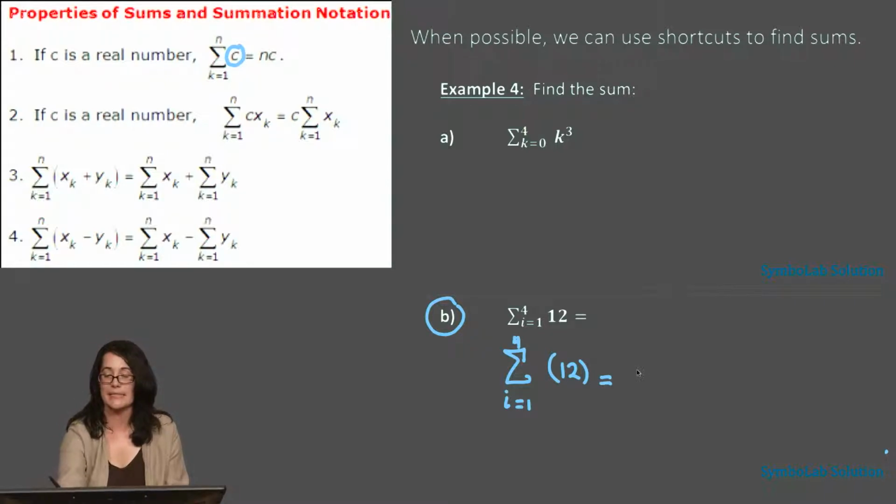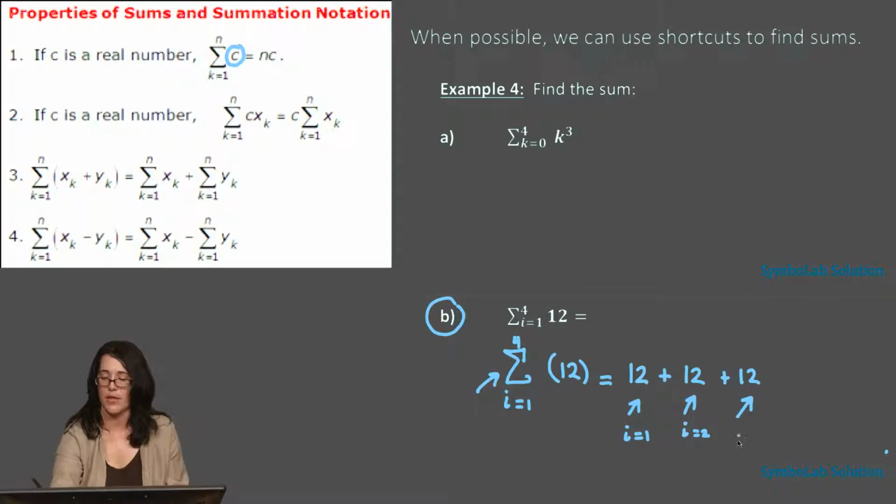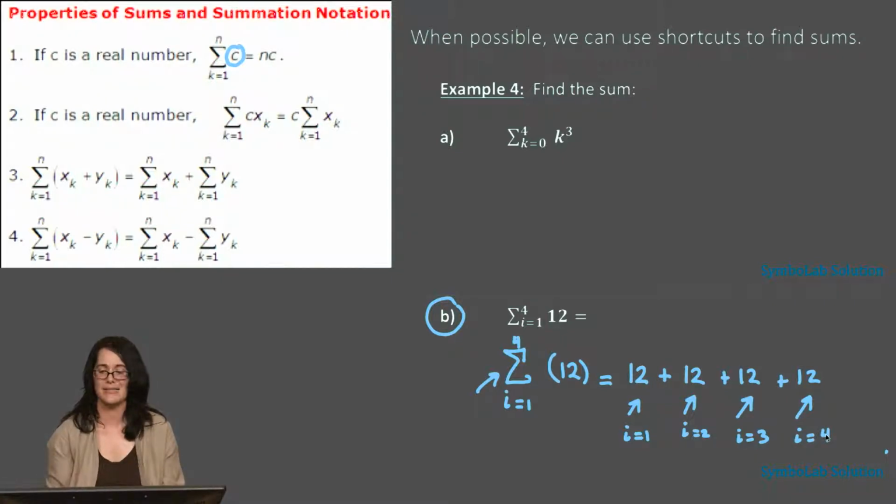Well, technically it's saying 12 starting at the first term, so when i equals 1, plus, because it's summation, that means add 12 again, because that's the second term when i equals 2, plus 12 again, I'm being very dramatic writing them all out, when i equals 3, and plus 12 one more time when i equals 4. You might have wondered, why did we even need i? I didn't see i in the sequence equation. That's true, but that's your term number, so you need to make sure that's there.